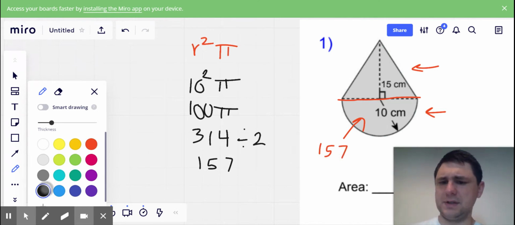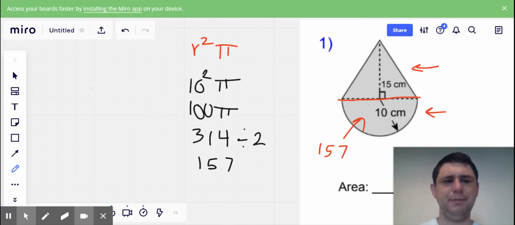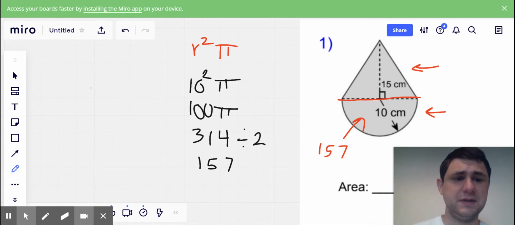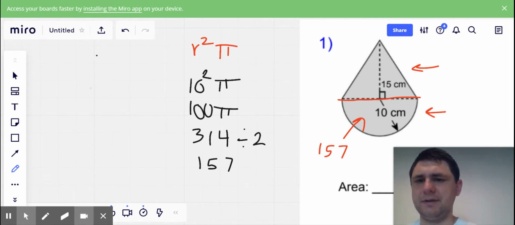Now we're going to deal with the top part. Okay, so this is a triangle. Right, triangles are base times height divided by 2. Okay, so that red line that I drew to separate is actually the base. Okay, so the height is clearly 15.